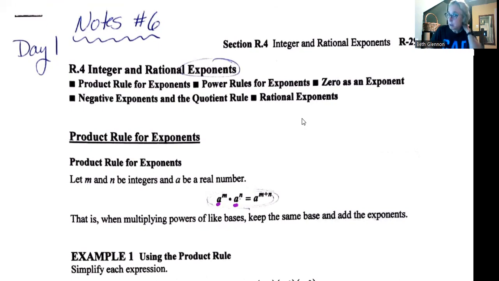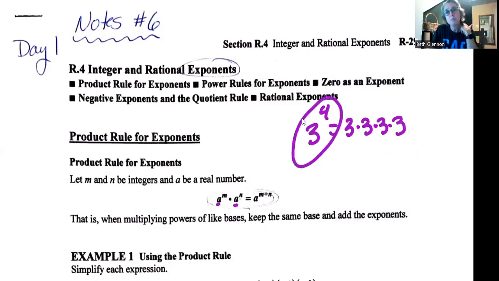So remember, exponents are a shortcut for us. We don't like to write something over and over and over again. If I had, say, 3 to the 4th power, that's the same thing as writing 3 times 3 times 3 times 3. We don't want to write that every single time. It'll take us forever. We've got other things to do. So that's why we write 3 to the 4th power there, okay?